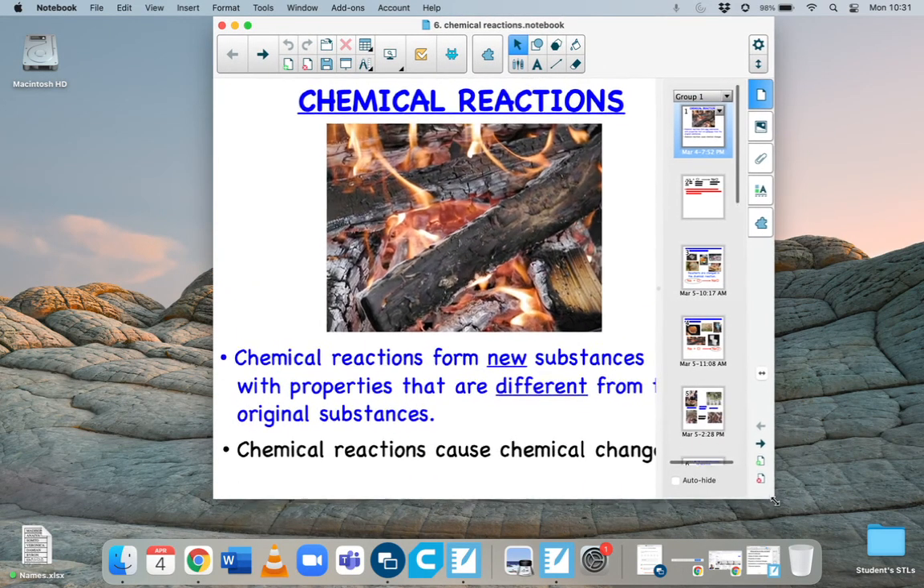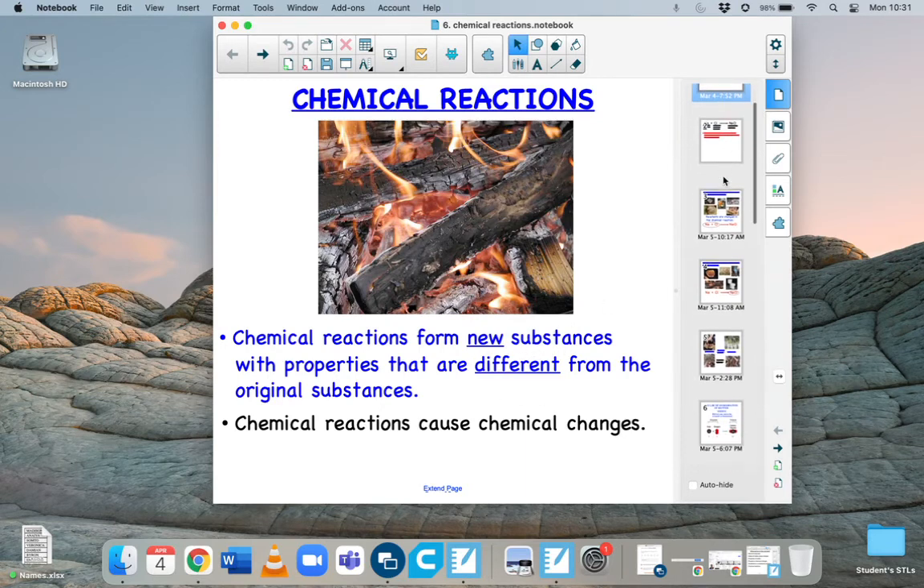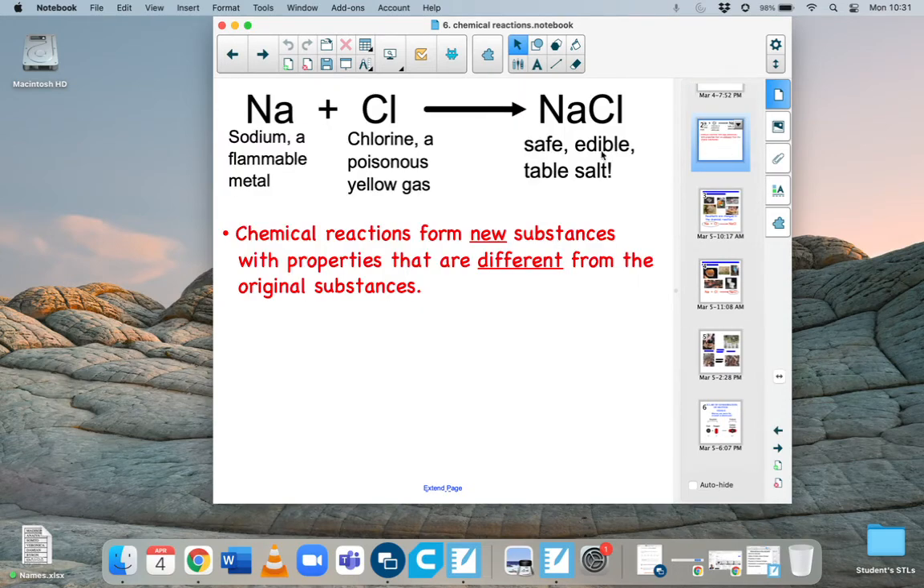Now for chemical reactions, our final set of notes, you need to know that brand new substances are formed with different properties than the original substances. This is the same stuff we were talking about for chemical and physical changes. For example, sodium, a flammable metal, and chlorine, a poisonous gas. When they combine, they make a totally new substance with properties that are totally different from the original substances. And table salt, sodium chloride, is safe for us to eat. Chlorine and sodium alone are not really safe.